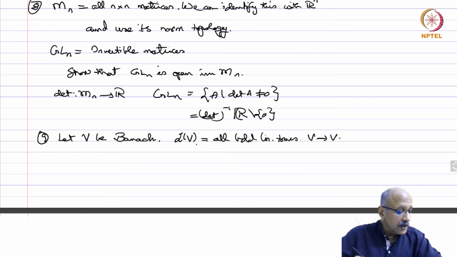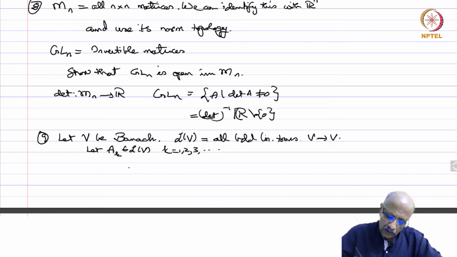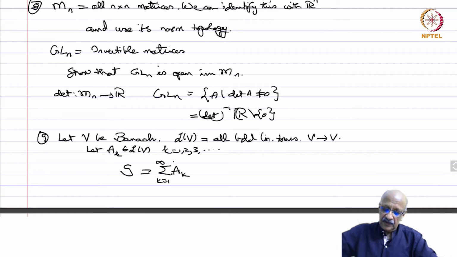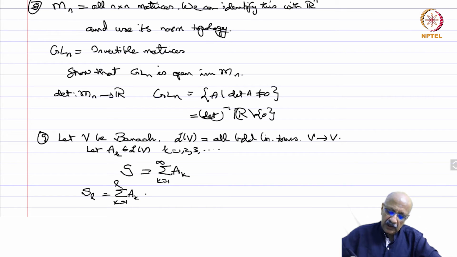Okay. So let Ak belong to L(V), k equals 1, 2, 3, etc. It is a sequence. So we want to give a meaning to S equals sigma Ak. What do you mean by an infinite series? If you have a finite sum, we know what we mean, we just do it pointwise. So what do we mean by this? We do it exactly like we do in real numbers. So you take Sl equal to sigma k equals 1 to l of Ak. This is a sequence of partial sums.